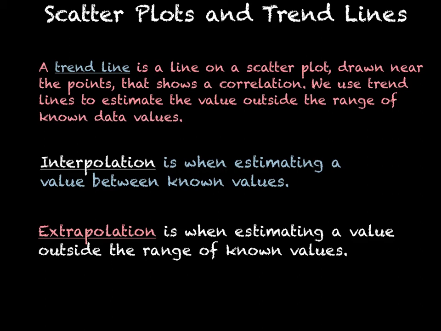Scatter plots and trend lines. A trend line is a line on a scatter plot that is drawn as near as possible to the points on the scatter plot. And that line is going to show some sort of correlation. We use a trend line to estimate the value outside the range of known values, or sometimes inside the range of known values, just to kind of pull it together.